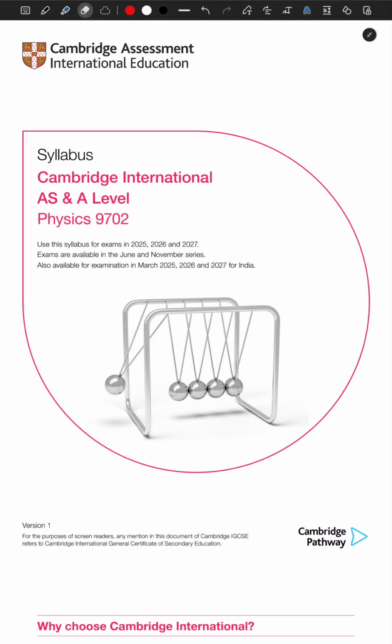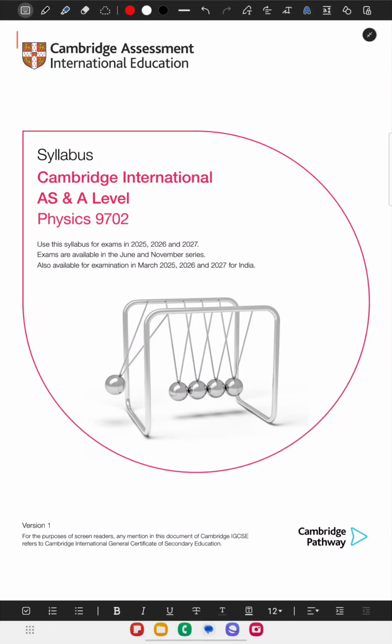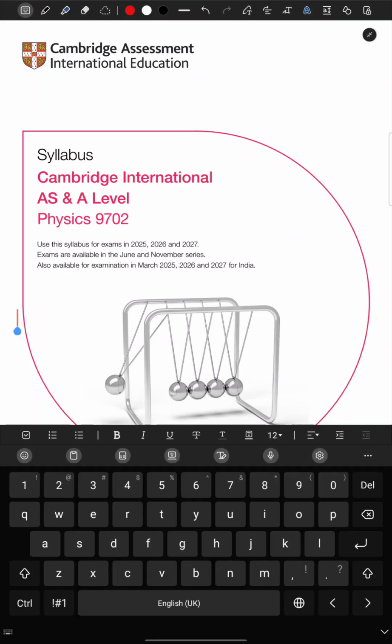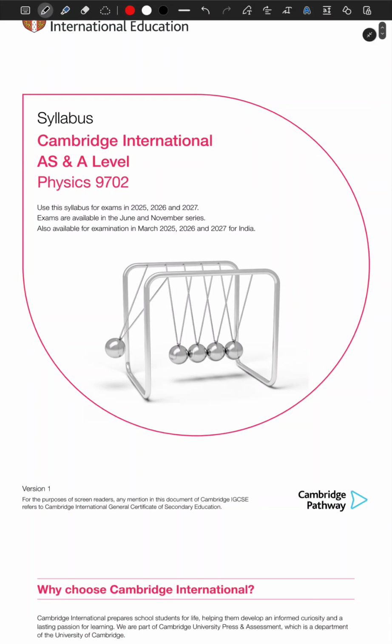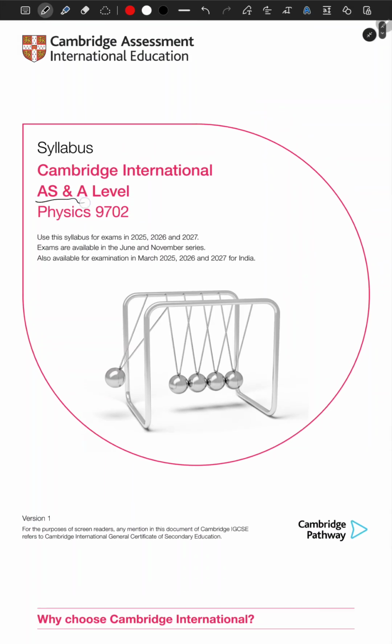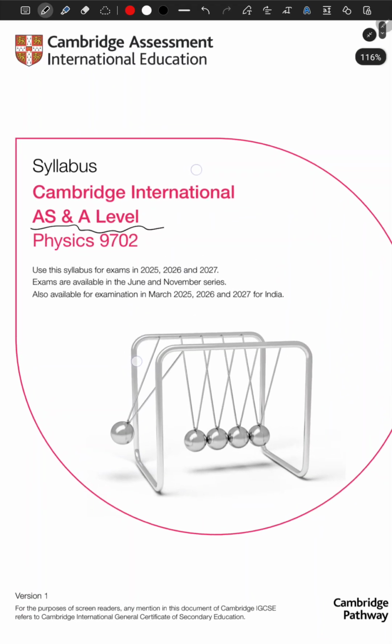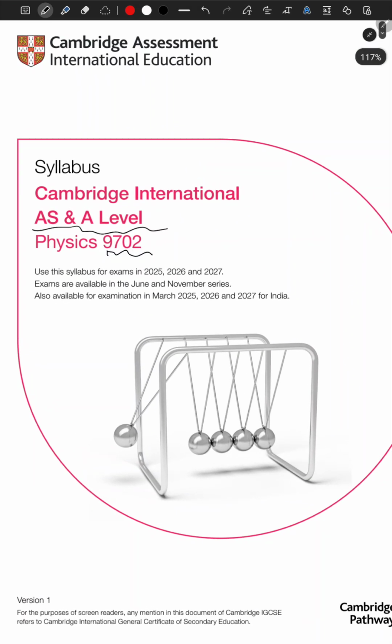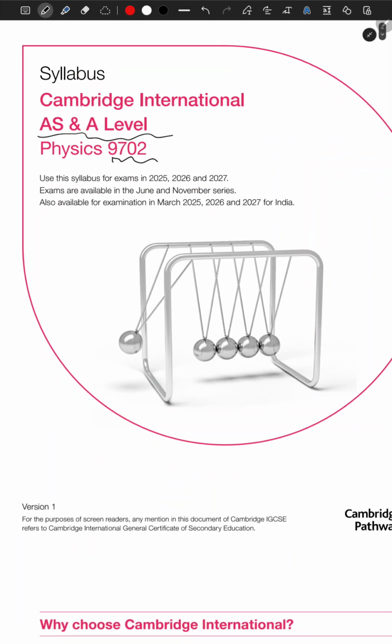Students, welcome to the first session, and today I will introduce you to your syllabus for students taking part in the Cambridge International AS and A-Level Physics 9702 syllabus. This is a downloadable PDF and it is available on the Cambridge website.